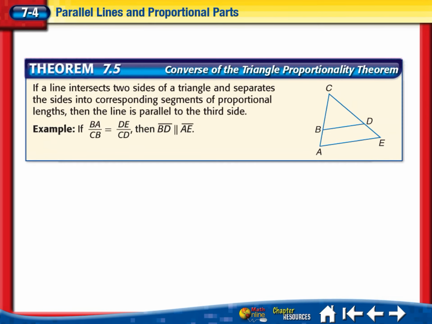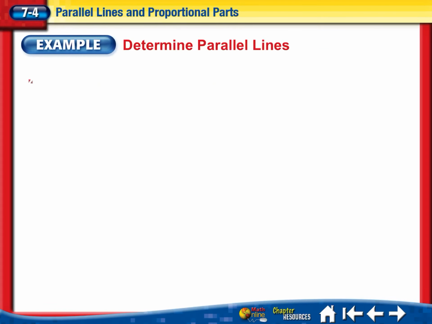All right, the next theorem is just the converse of the triangle proportionality theorem. So before it said if that segment was parallel, then we know it's split it into proportional segments. Now it's going to say if those segments are proportional, then we know that those two segments, BD in this case and AE, are parallel.